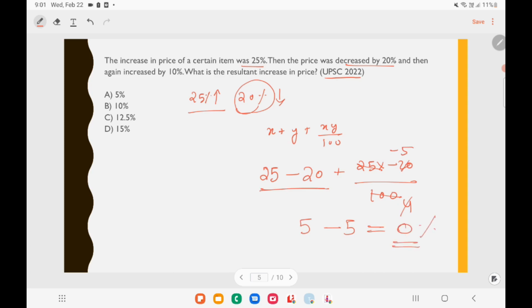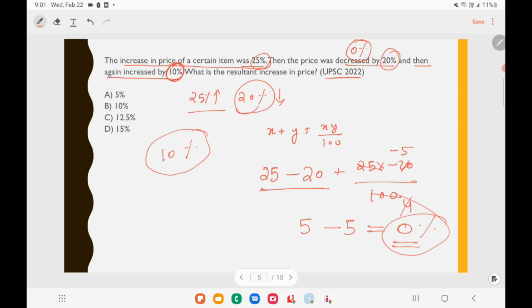So there is no decrease or increase in percentage initially. That is, the increase in price was 25% and then 20%. Now the effective is 0%. Okay, and then again it is increased by 10%. So it was 0%, the same value. Then again it is increased by 10%. So effective will be 10%, right?